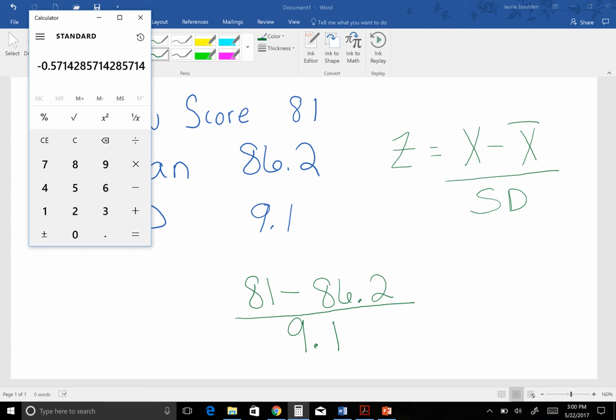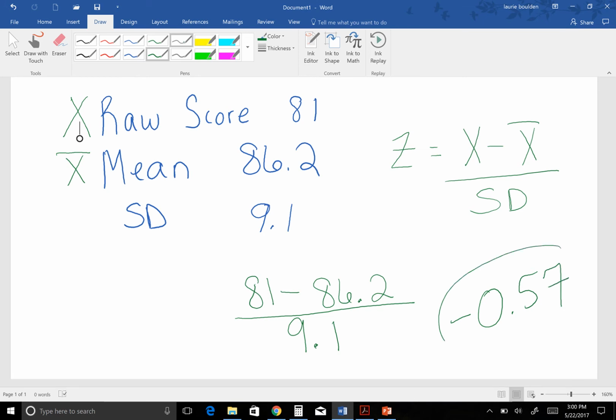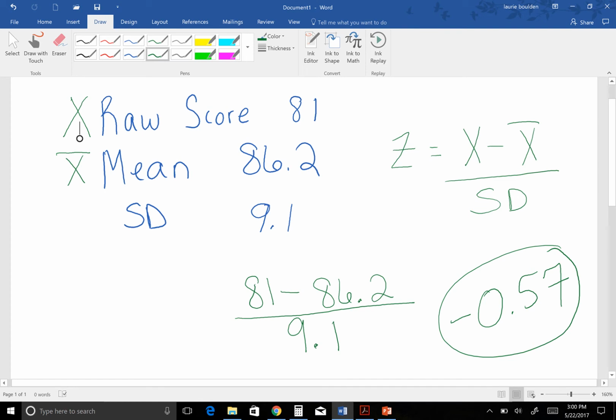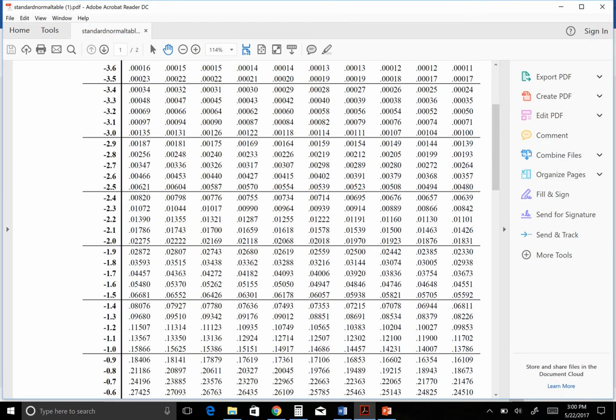So you'll notice our z-score is going to be negative 0 and 57 hundredths. So we're going to write that here, negative 0 and 57 hundredths. This is our z-score. So in order to understand what that means, we're going to take a look at the standard normal table. That's what this is.